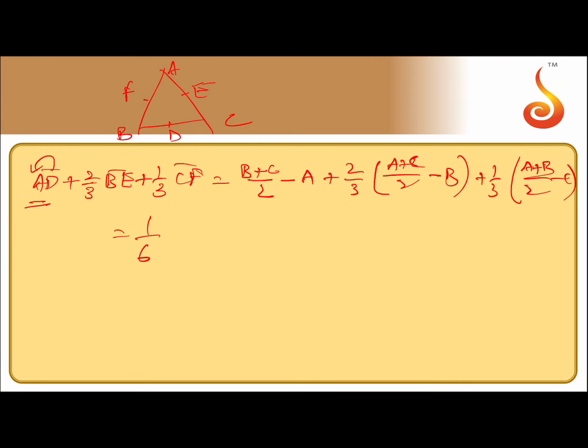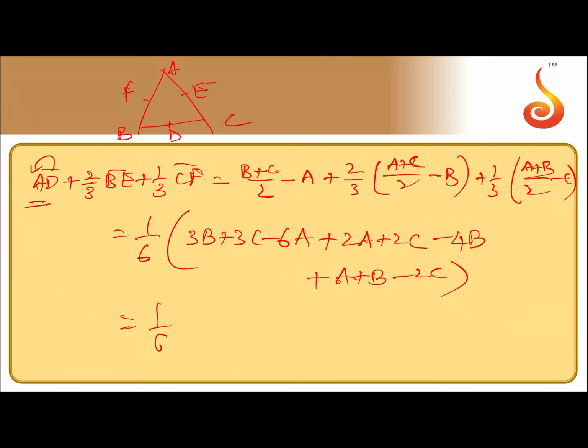So why don't you take 1/6 common? 1/6 times, you'll be getting 3B plus 3C minus 6A, and 2/3 times means 4 times, so 2A plus 2C minus 4B, and plus A plus B minus 2C. And that simplification, it is 1/6 times.